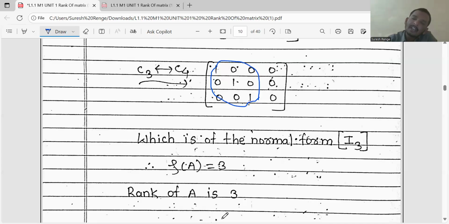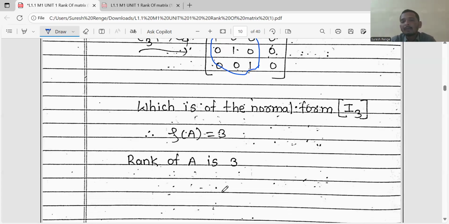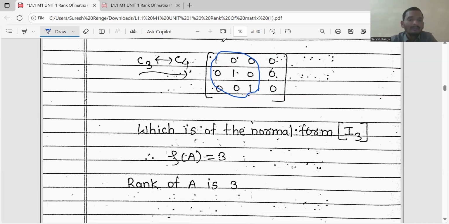Now, if the matrix is available in the normal form of I3, therefore the rank of the matrix is equal to 3. If we had got the normal form in I2 type, then the rank would have been 2. Here we are able to find the identity matrix, a 3 by 3 identity matrix, so it is in the normal form of I3. Therefore the rank of matrix A is equal to 3. Now we are stopping here.